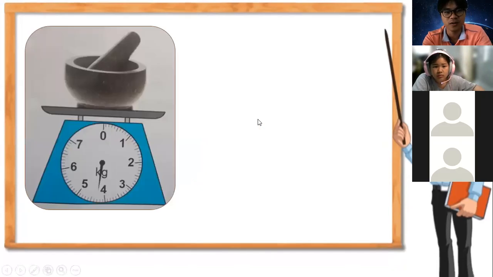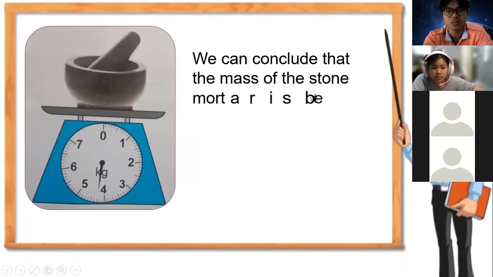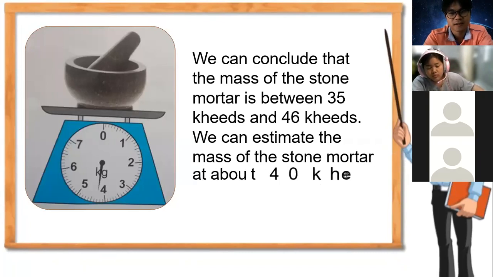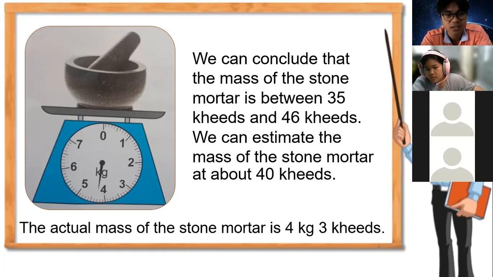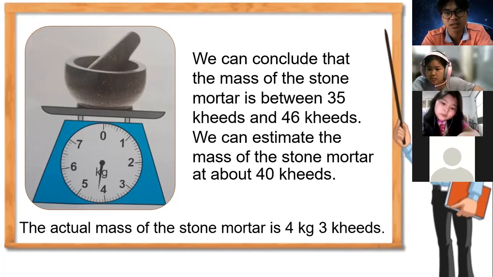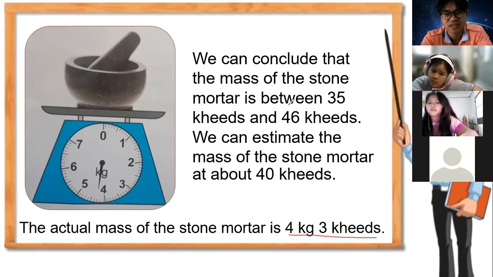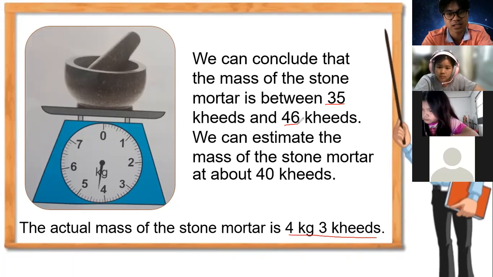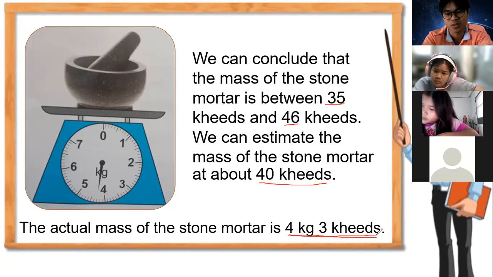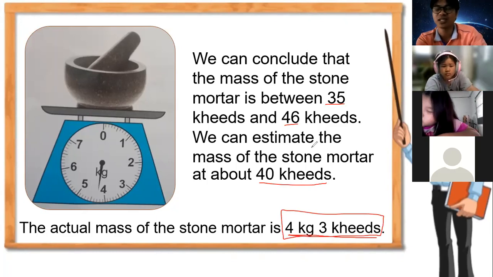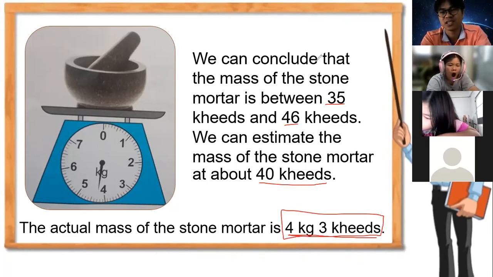Okay, but if we know exactly the mass of the stone mortar, you can see here, the mass of the stone mortar is 4 kilograms and 3 kids. So we can conclude that the mass of the stone mortar is between 35 kids and 46 kids. So our estimation of about 40 is very close to the exact measurement of the stone mortar. So that is what we call estimation. Estimation, okay?